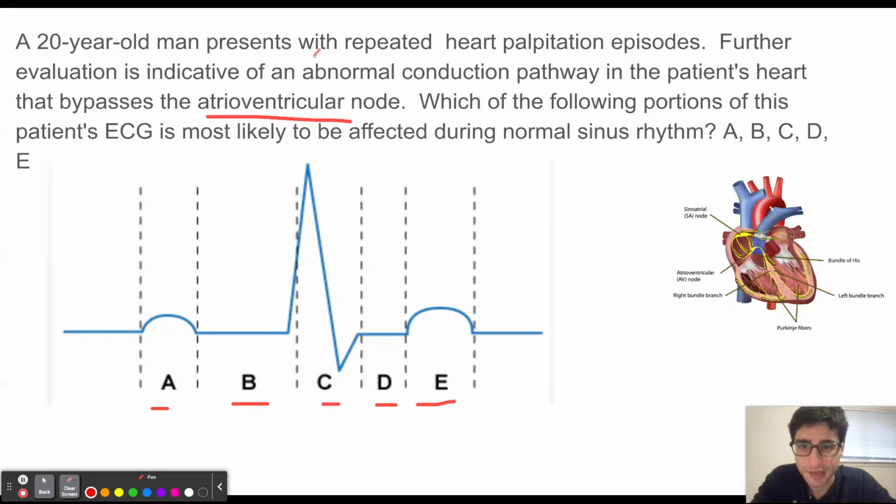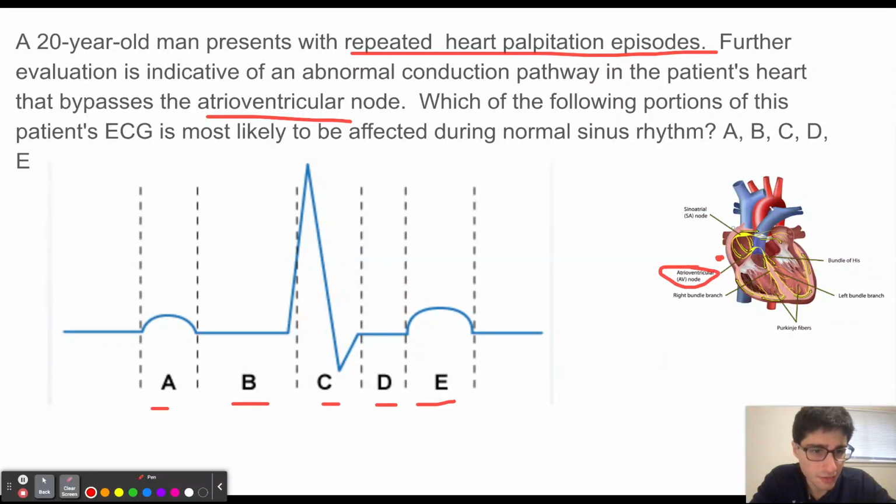Now, the young person's repeated heart palpitation episodes are telling us that this person has paroxysmal supraventricular tachycardia due to Wolff-Parkinson-White syndrome. Wolff-Parkinson-White syndrome occurs when there is an accessory pathway that is going to bypass the AV node.